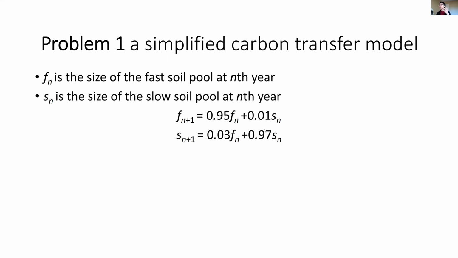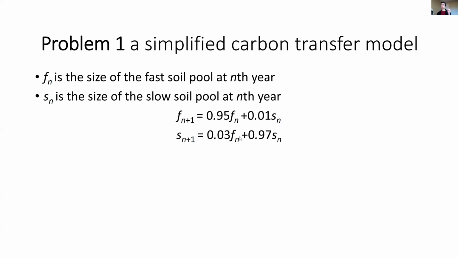With these two equations, as you can see, if you know the initial values, which are the fast soil pool and slow soil pool at the first year, you can compute 10 years after. Say, for example, n equals 1, and we have fixed values for F1 and S1. Then you can substitute F1 and S1 to compute F2, and also substitute F1 and S1 to compute S2. Then use F2 and S2 to compute F3 and S3, and so on and so forth. You can get to F10 and S10, and any number. So this is an iterative computation.